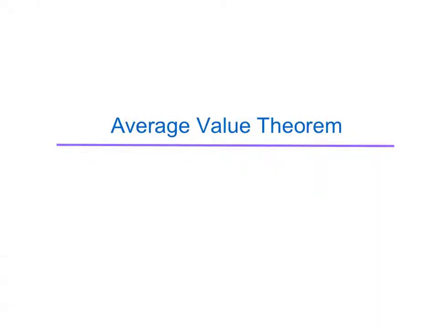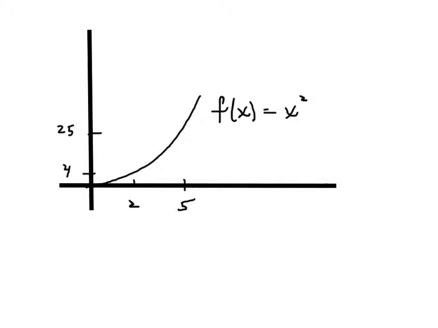Let's take a moment to explore the average value theorem, which is a way to get the average value of a function over an interval. Let's look at this example, which is the function y equals x squared. What I would like to do is get its average value over the interval from 2 to 5.